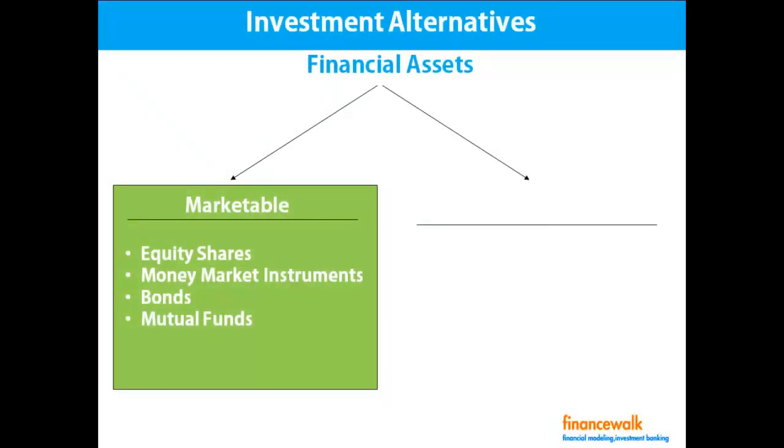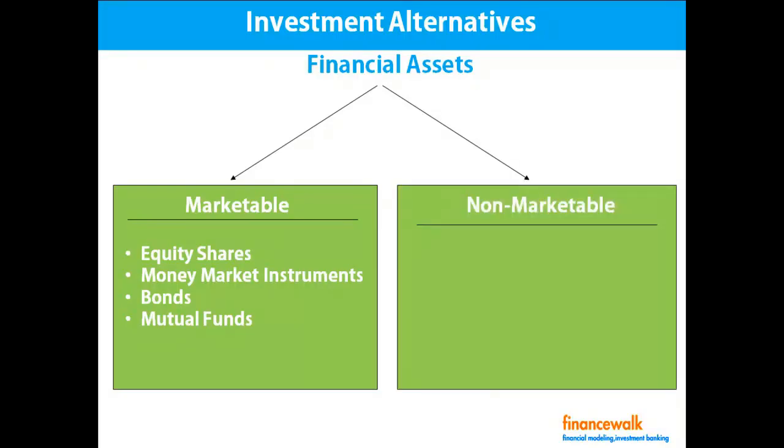Investment alternatives. There are two kinds of financial assets. One is marketable and the second is non-marketable. Marketable financial assets, we can see examples like equity shares, money market instruments, third is bonds, and fourth is mutual funds. So these are marketable financial assets. They have a market available anytime if you want to sell or buy these assets.